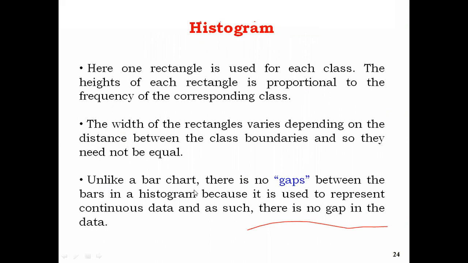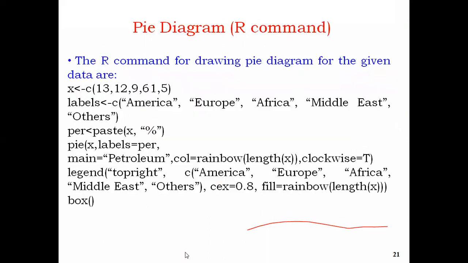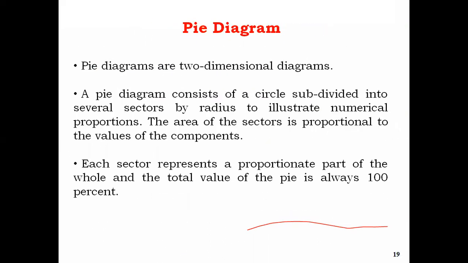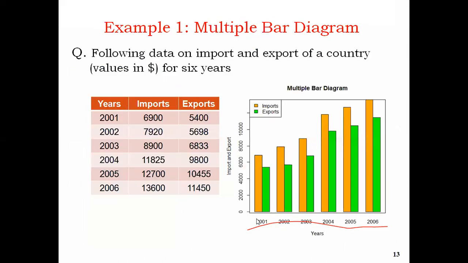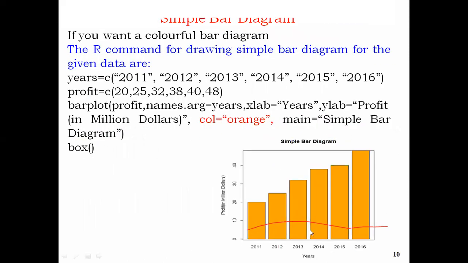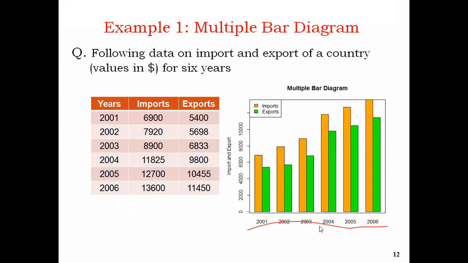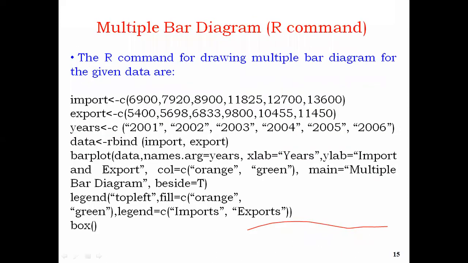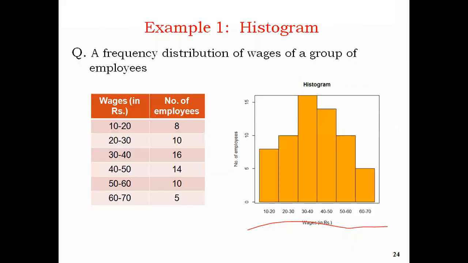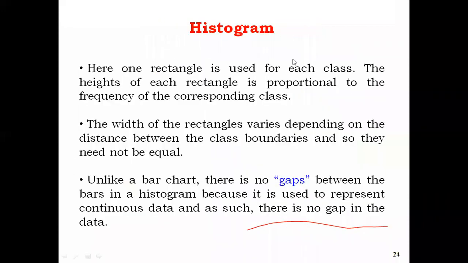Unlike a bar chart, there are no gaps. In a bar chart, as you have seen, there is some gap for each bar. But in the case of your histogram, there are no gaps. So now you see, unlike a bar chart, there are no gaps between the bars in a histogram, because it is used to represent continuous data. The data is continuous in the case of a histogram.